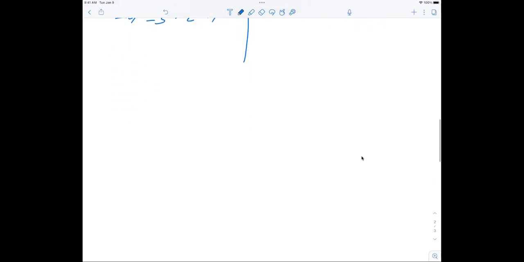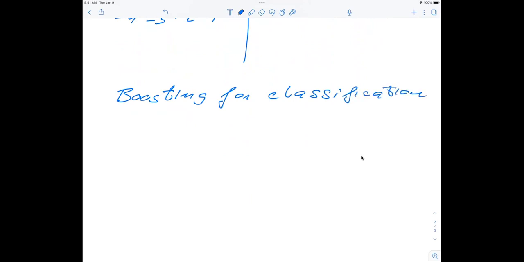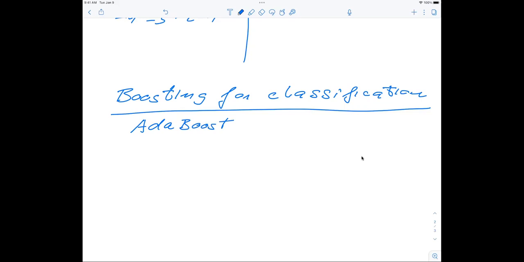So what I want to do now is actually to move over to boosting and classification. So let's call this boosting for classification. And the algorithm which we are going to look at is an algorithm which is widely popular, and it was actually introduced 20 years ago, and it's called AdaBoost. So this is the one we're going to describe now.